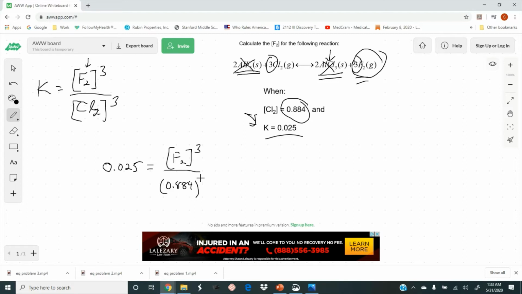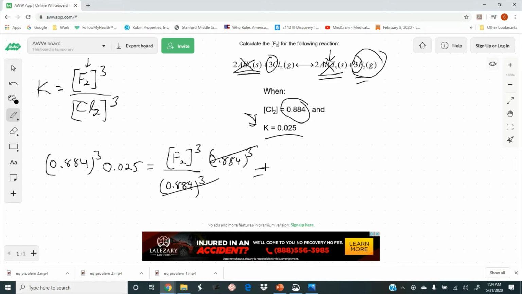0.884 to the third. All right, so before I go ahead and do all the calculations, I'm going to move stuff around first so it doesn't become a mess. In order to get F2 by itself, I need to multiply both sides by 0.884 cubed, so that they cancel on the right. And I need to multiply the left by 0.884 cubed.